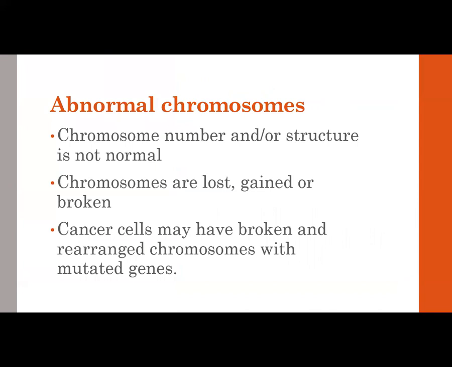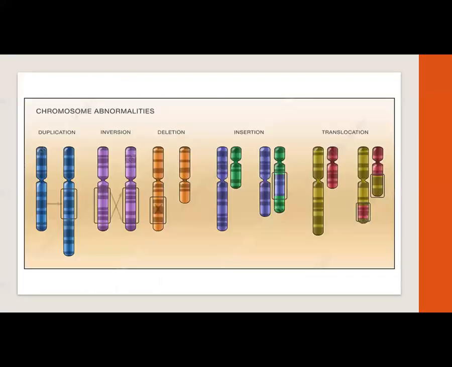They can also have abnormal chromosomes. Chromosomes can be lost, gained, or broken, and they can be rearranged with mutated genes. And on here, you can see the different types of chromosome abnormalities.